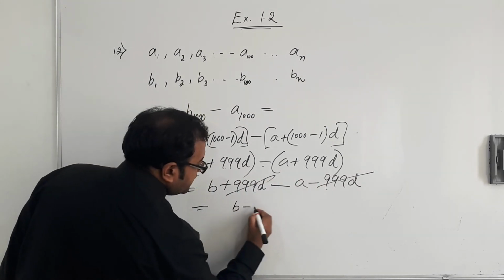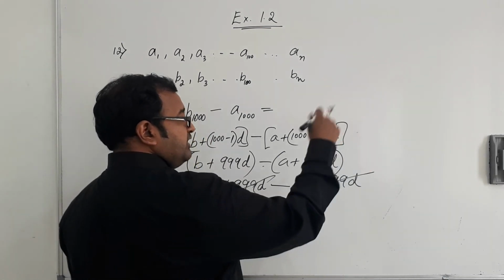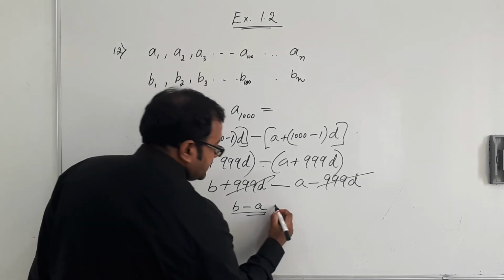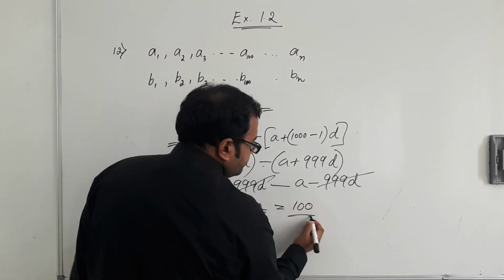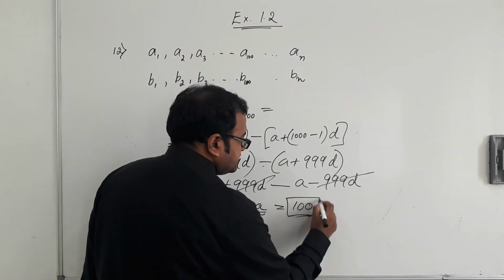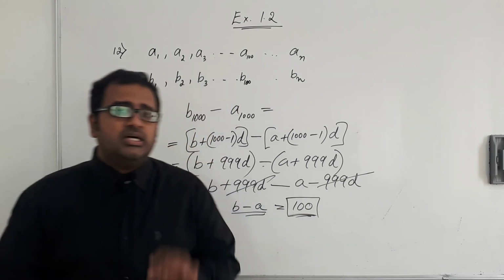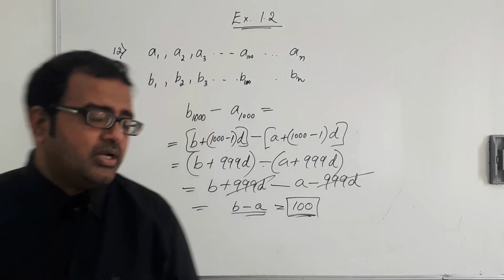What is left is B minus A. But the B minus A value we have already found from equation 1. How much is that? 100. From equation 1 we know that B minus A is 100. So this answer is 100. That is the difference between the thousandth terms of the two APs. It's equal to 100.